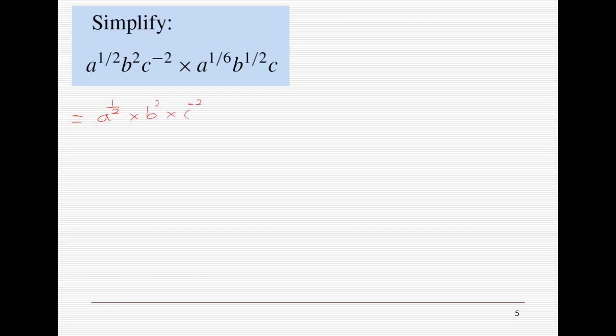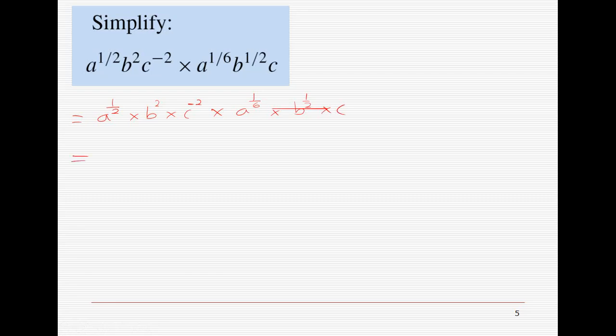Negative 2. So here we have to be careful. C to the power negative. The power is a negative power. So there's no problem. We can simply write it as negative 2. A to the power 1 divided by 6 into b to the power 1 divided by 2 into c.